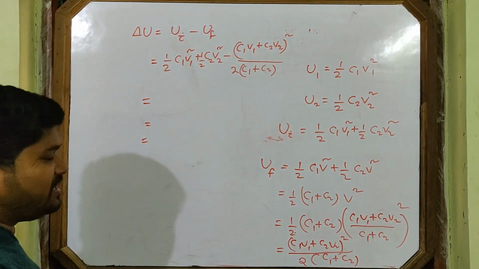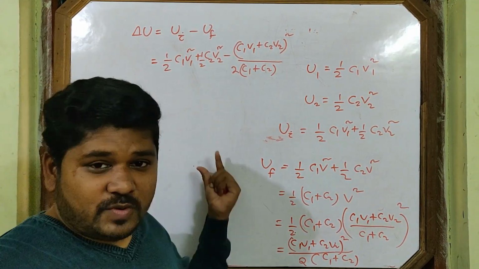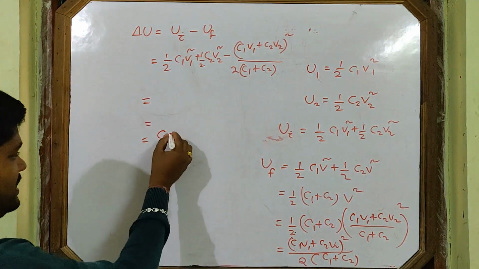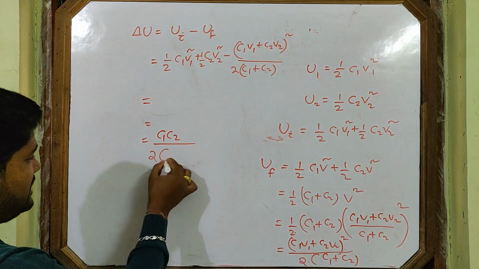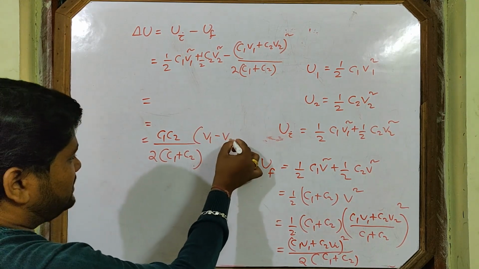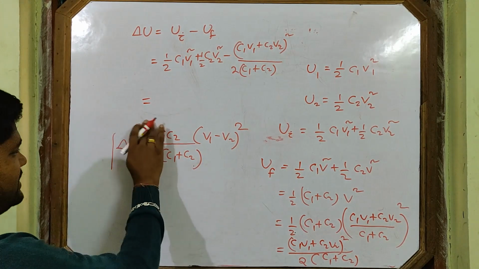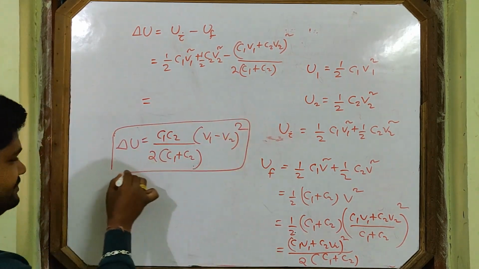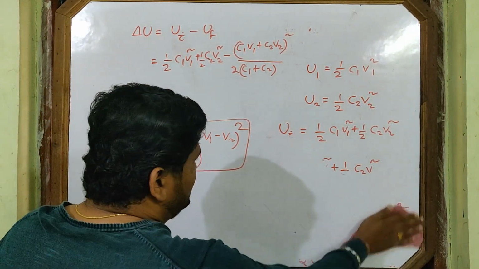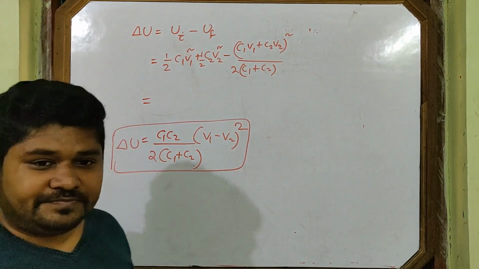You have to open this square. You have to do the mathematics, and towards the end some (a minus b) whole square formula you will use, and finally you will get C1 C2 by 2 whole into (C1 + C2) whole into (V1 minus V2) whole square. This much answer you must get if you solve it. Your job is to solve this potential energy difference.